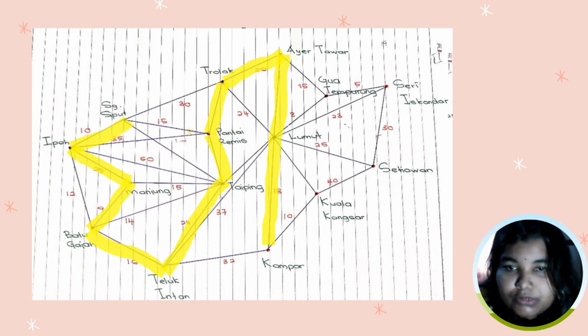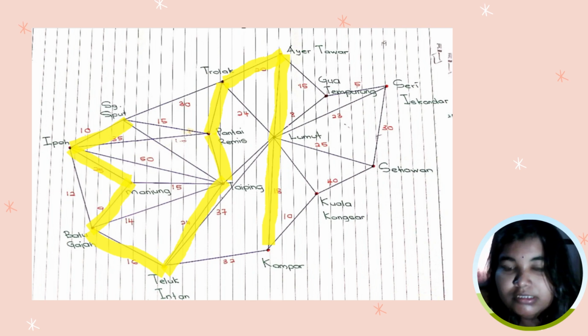Now Kampar to Sungai Siput. Kampar to Lumut is 18 kilometers. Lumut to Air Tawar is 8 kilometers. Air Tawar to Trolak is 20 kilometers. Trolak to Pantai Remis 24 kilometers. Pantai Remis to Taiping is 18 kilometers. Taiping to Teluk Intan is 24 kilometers.